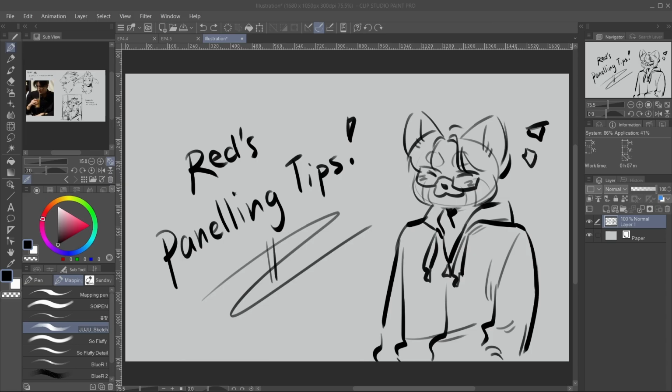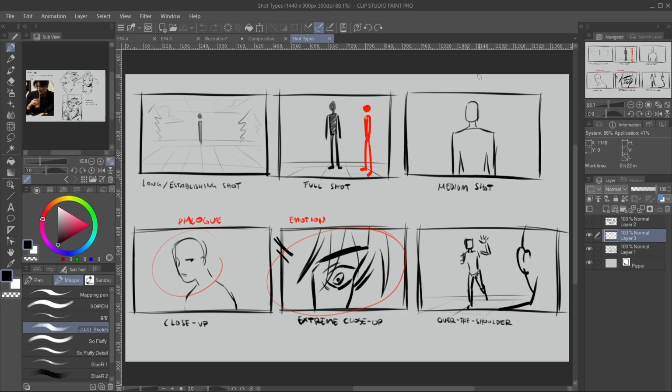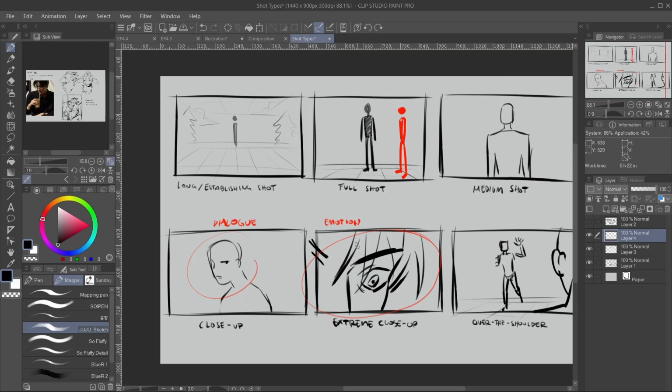I'm going to go over different shot types quickly because I think that's important to know. This is what I was taught when I went to animation school briefly. I did a year and a half of college, and I did one class that covered storyboarding. We also learned about shot types and the importance behind each one. You can open up a brand new webtoon or even a brand new manga or comic, and usually this will apply.